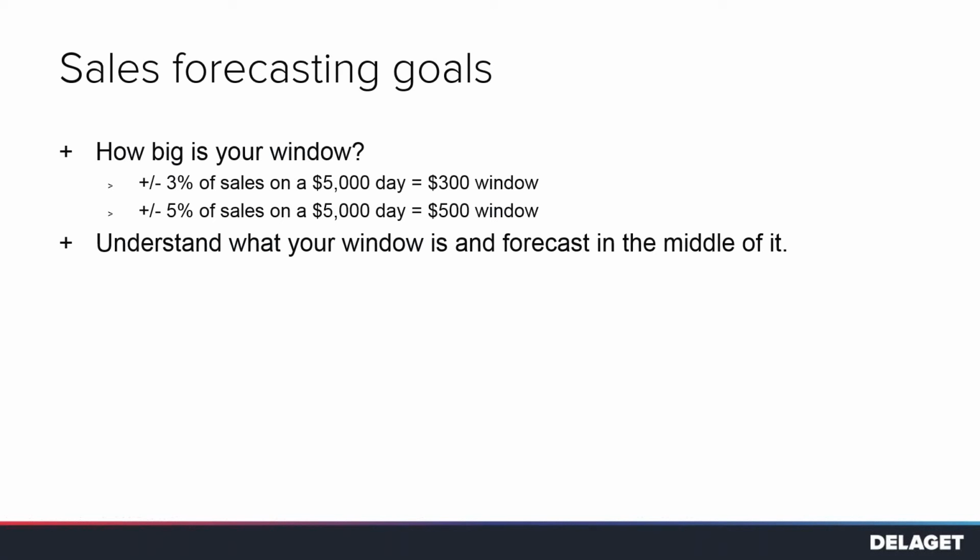And understanding what that window is with regard to what your goal is for forecast, you could forecast in the middle of it, and you stand a much better chance of being in that 3 to 5% range and a much better chance of forecasting your ordering, your prepping, and your employees from a scheduling standpoint.